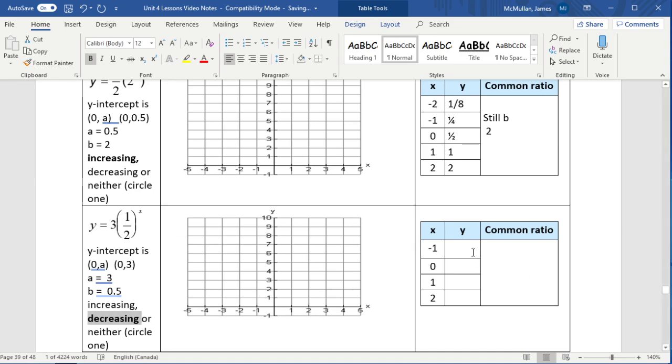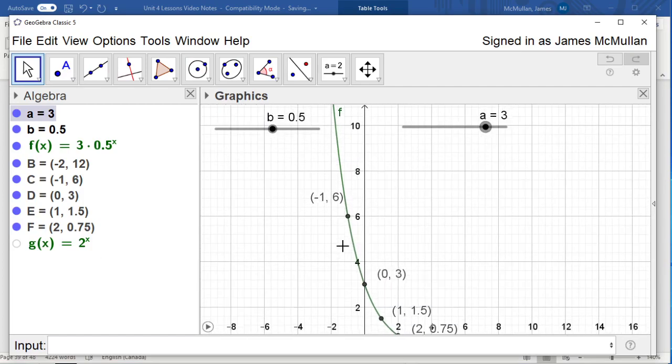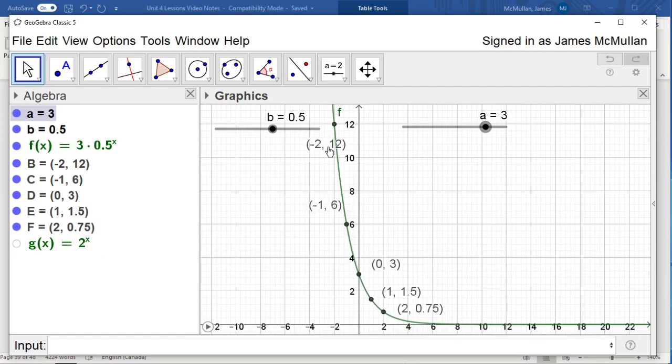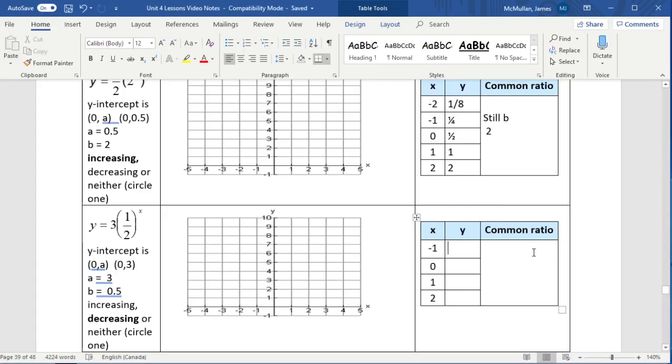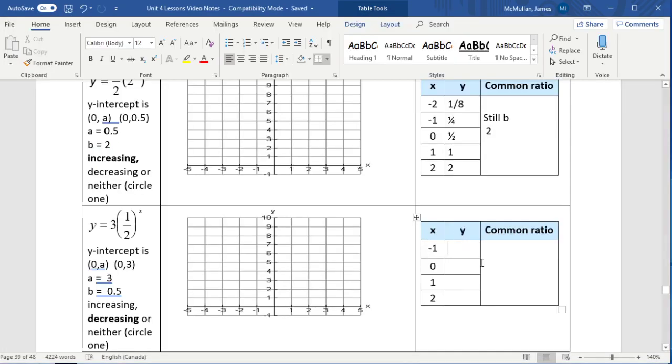Okay. Now what are the y values? Let's look at the y values. At -2, we have 12. It's not asking for -2, but okay, we'll start at -1. At -1, we have 6. At 0, we have 3. At 1, we have 1.5. And then at 2, we have 0.75.